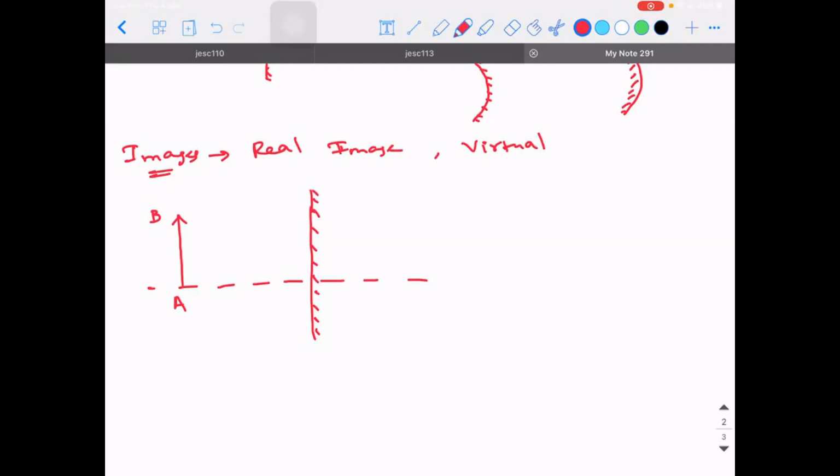who can tell me how to draw the ray diagram? So what do we mean by ray diagram? Since this, sorry, voice is breaking.